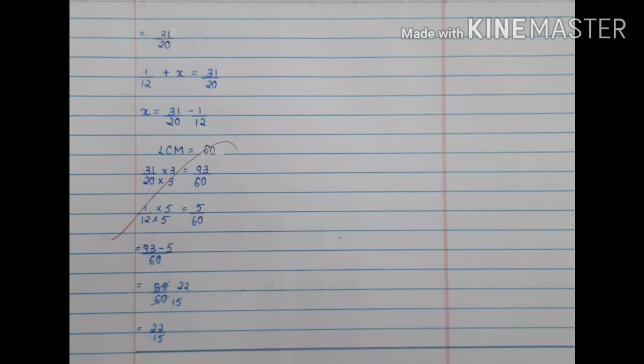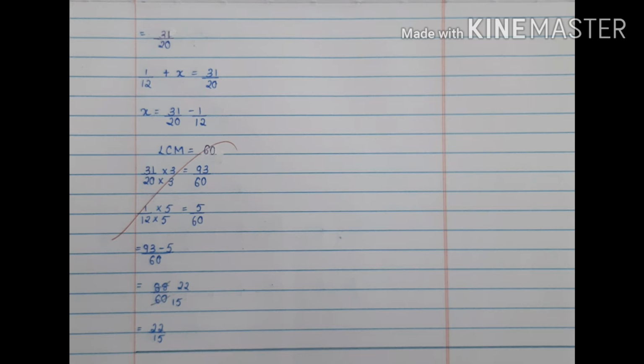So in grade 7 we learned about integers. What we learned in integers, that same thing we should apply here. So now we must move the 1 by 12 which is on the left hand side to the right hand side, which will end up as minus 1 by 12. So this step can be written as x is equal to 31 by 20 minus 1 by 12.